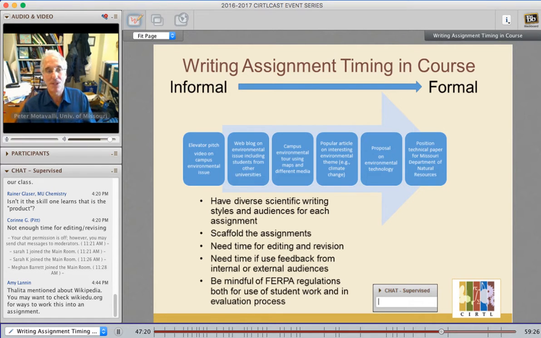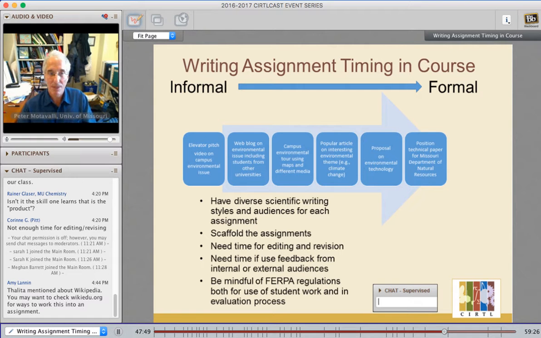Then I start getting into the more formal types of writing with the proposal. I'm trying to push people to learn more about environmental technology and intellectual property rights. And then lastly, I have them do a really formal paper, but in the context of putting in a position paper for the director of the Missouri Department of Natural Resources.